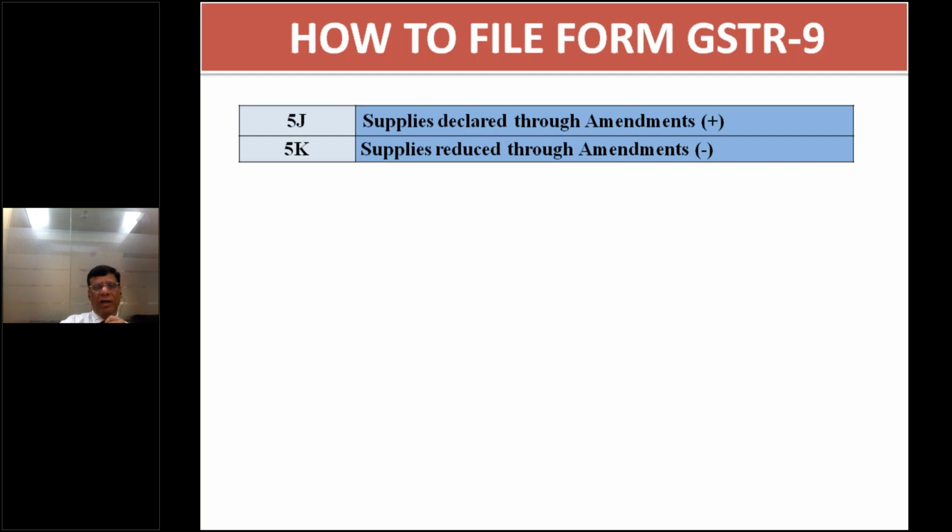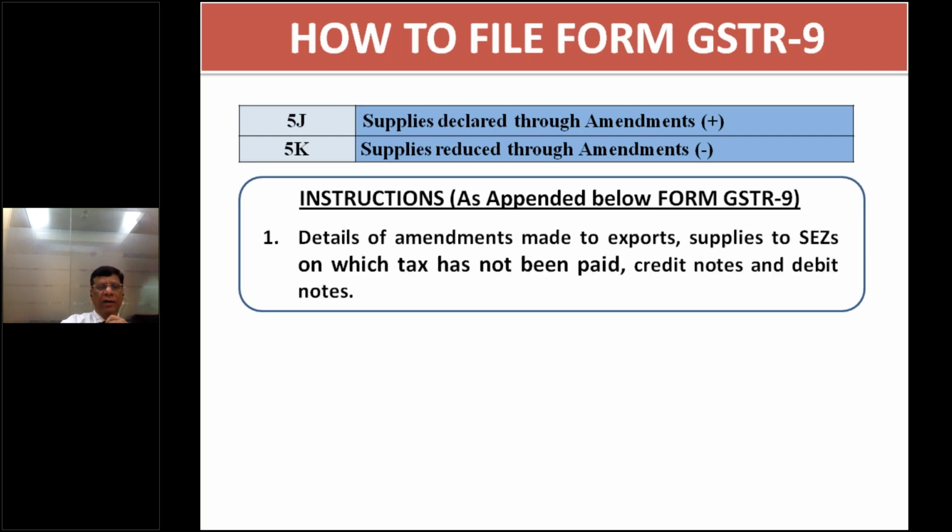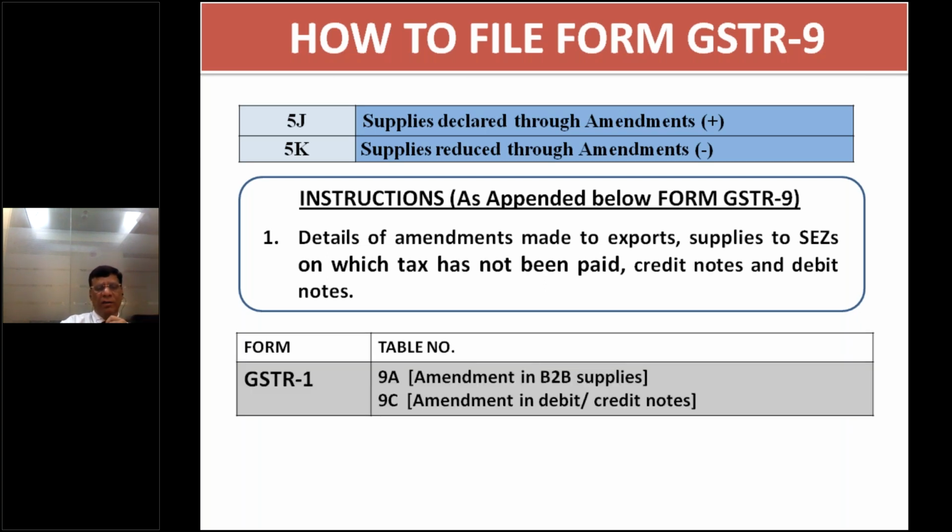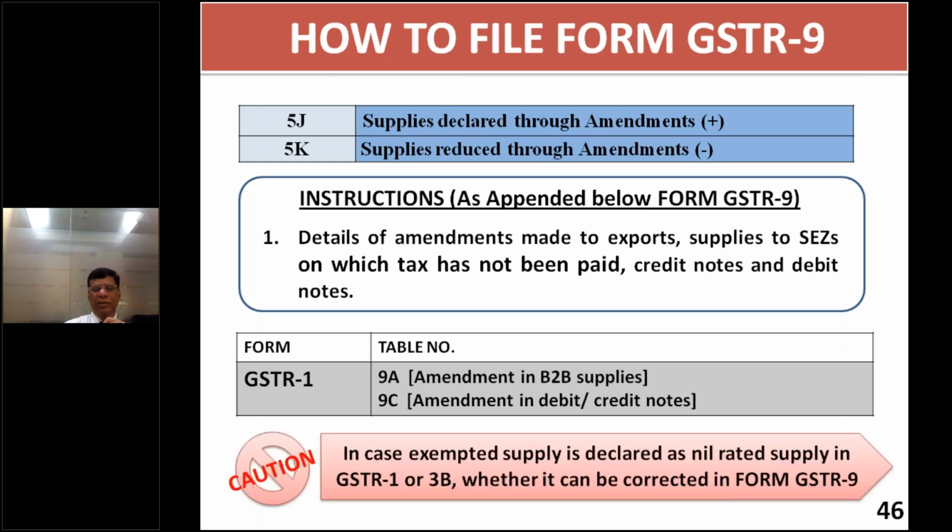Then 5J contains supplies declared through amendments, and 5K supplies reduced through amendments. It says the details of amendments made to exports, supplies to SEZ, on which tax has been paid, credit notes and debit notes, and such information is contained in Table 9A and 9C of GSTR 1. In case an exempted supply is declared as nil-rated supply in GSTR 1 or 3B, whether it can be corrected in Form GSTR 9 is a question.